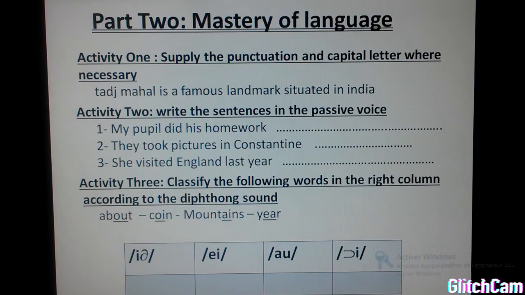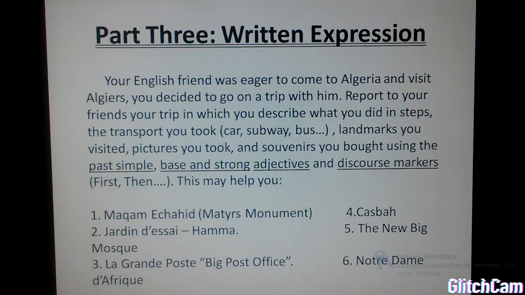We move now to the written expression. Your English friend was eager to come to Algeria and visit Algiers. You decided to go on a trip with him. Report to your friends your trip in which you describe what you did in steps. The transport you took, landmarks you visited, pictures you took, and souvenirs you bought using the simple past, of course, based on strong adjectives, discourse markers, first, then, and this may help you.